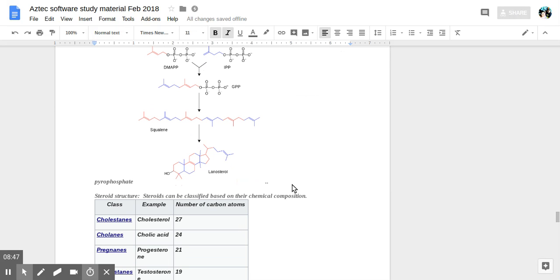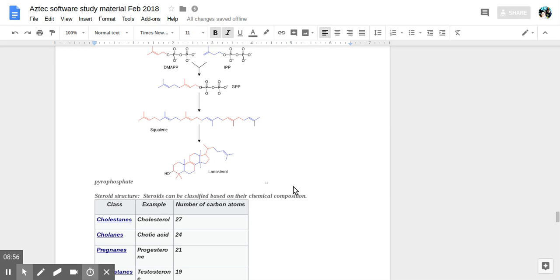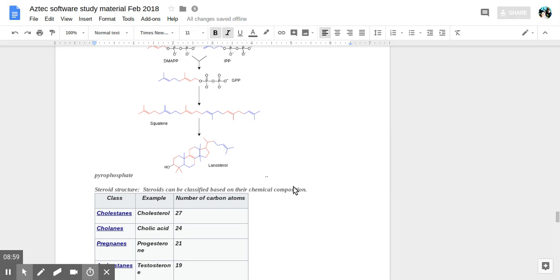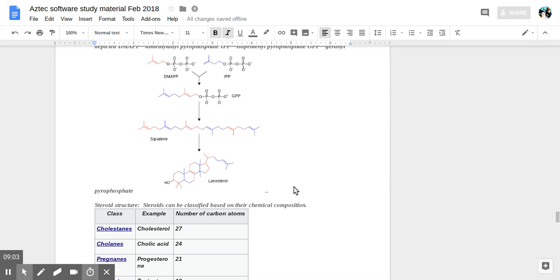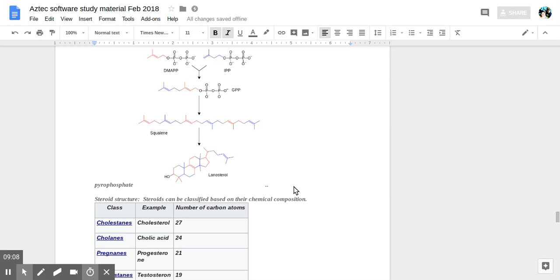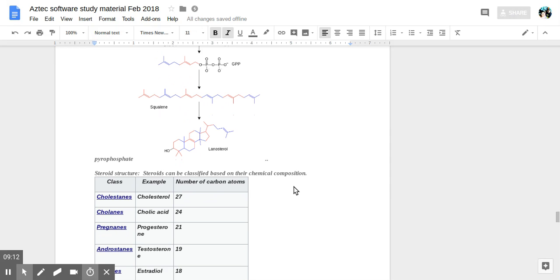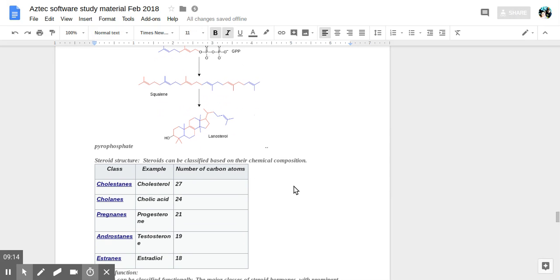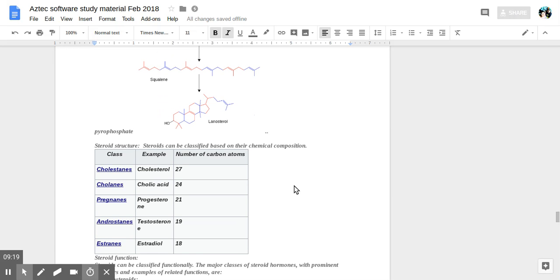If you have 27 carbon atoms, this is the class of cholestanes, an example is cholesterol. 24 carbon atoms are the cholanes, example is cholic acid. 21 carbon atoms is pregnanes, example progesterone. 19 carbons is androstanes, for example testosterone. And 18 carbons, estranes, for example estradiol.